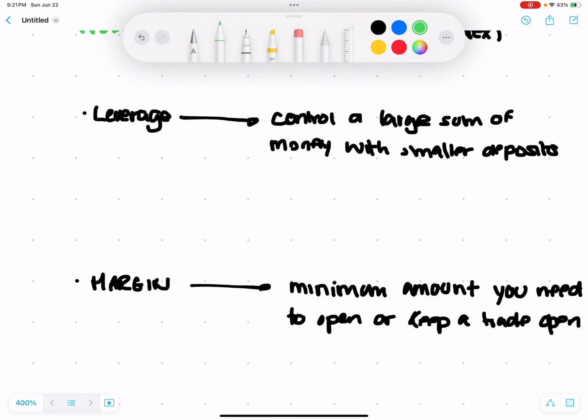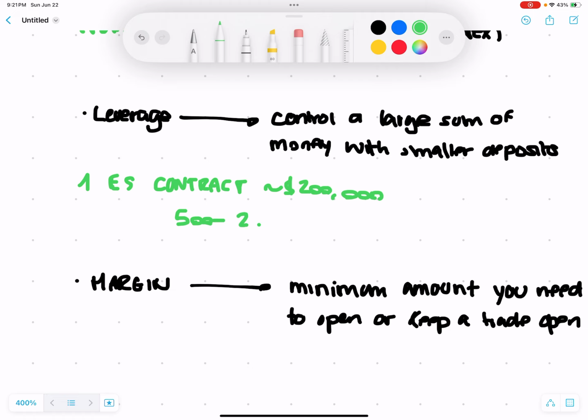Let me put that into an example. One ES contract roughly represents $200,000 in value. But you only realistically need $500.